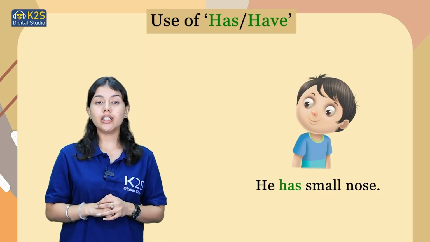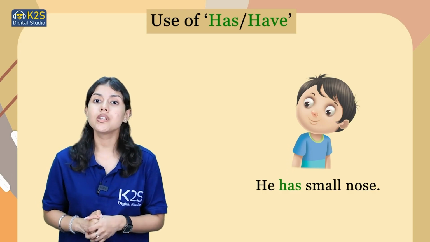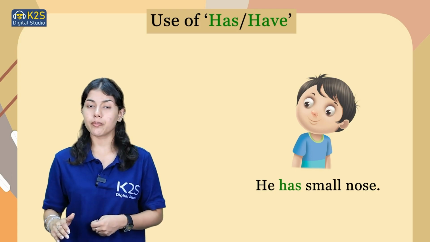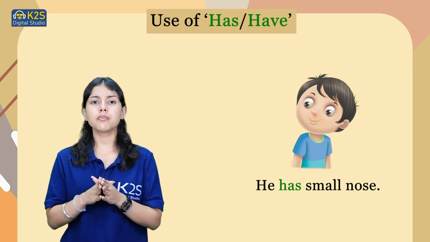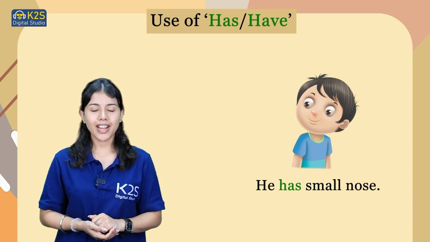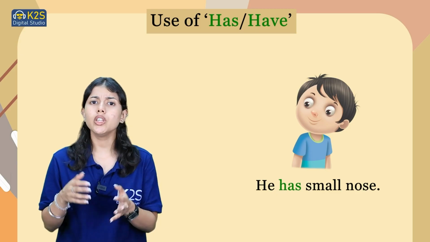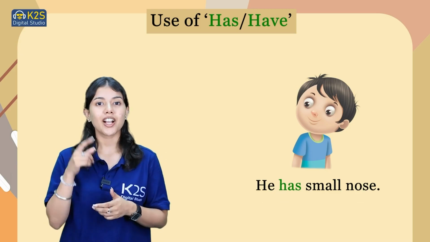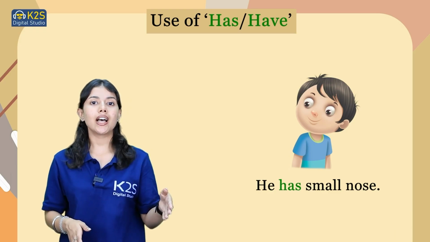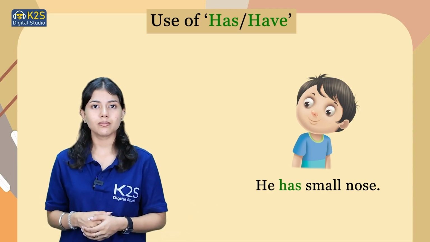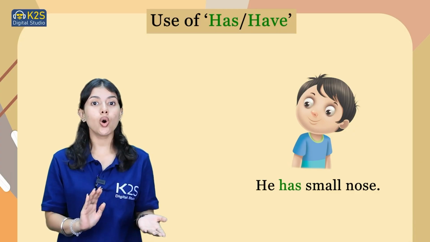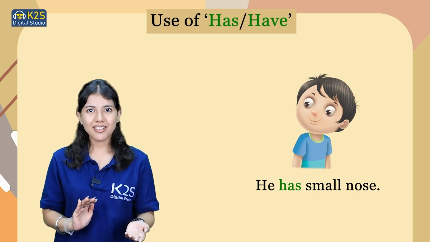Now the last example. In this picture you can clearly see that there is a boy who is having a small nose. So we are going to talk about the boy. What is the word we are going to use? He, right? Can you tell me what is the word we use with the word he? Correct. Has. So we are going to say he has small nose.